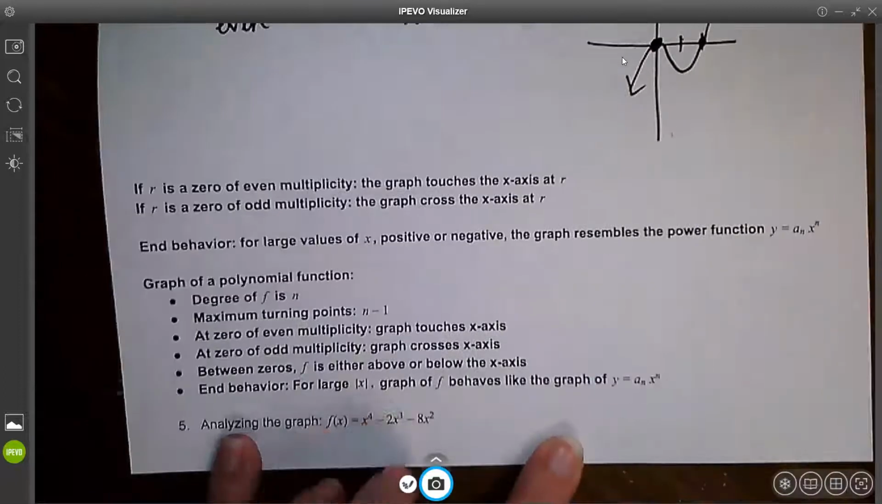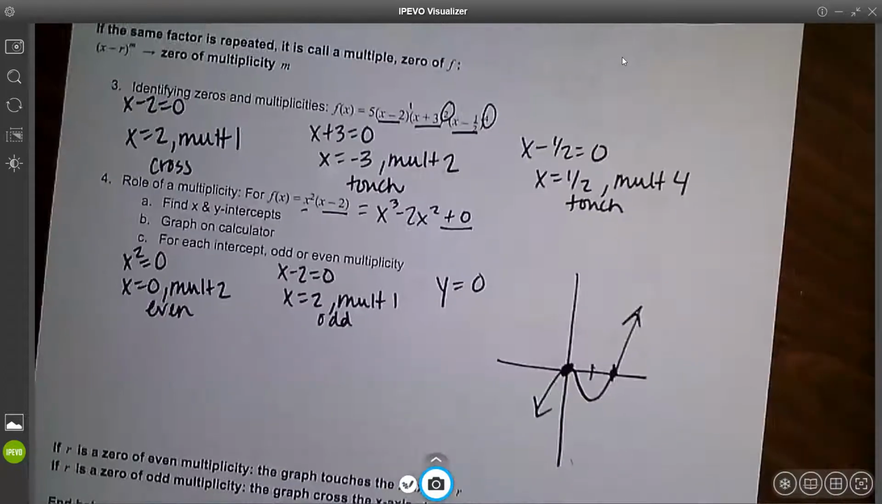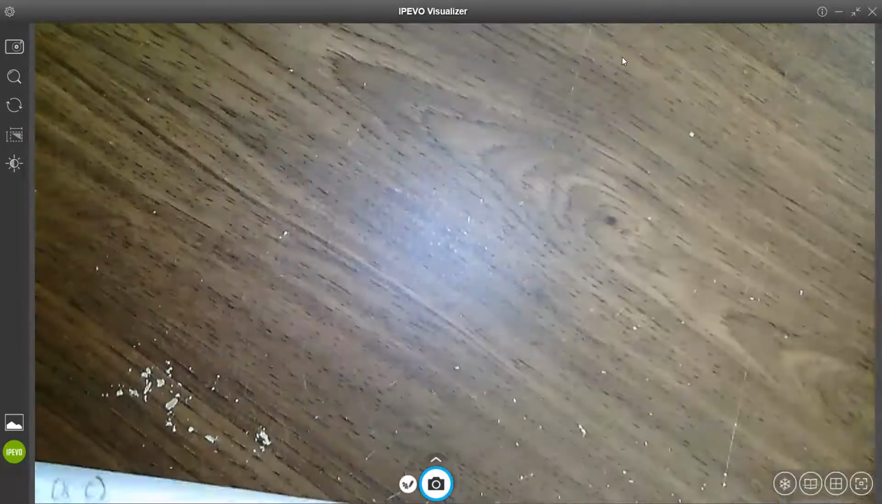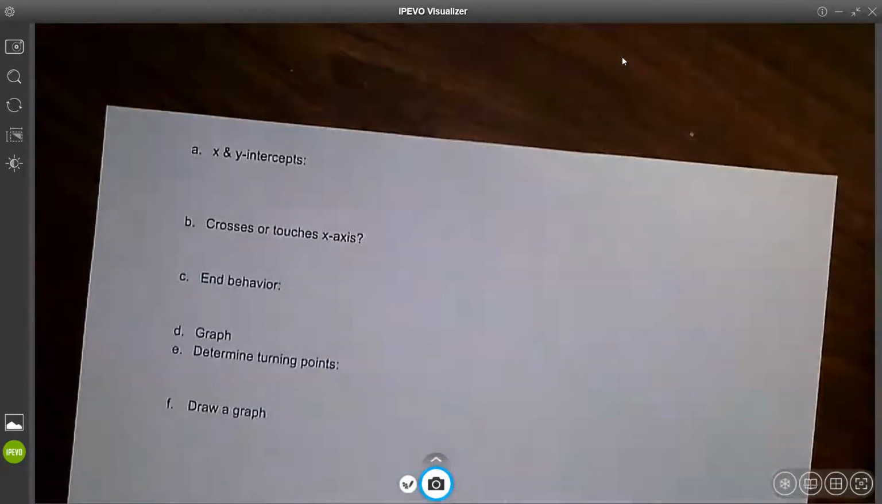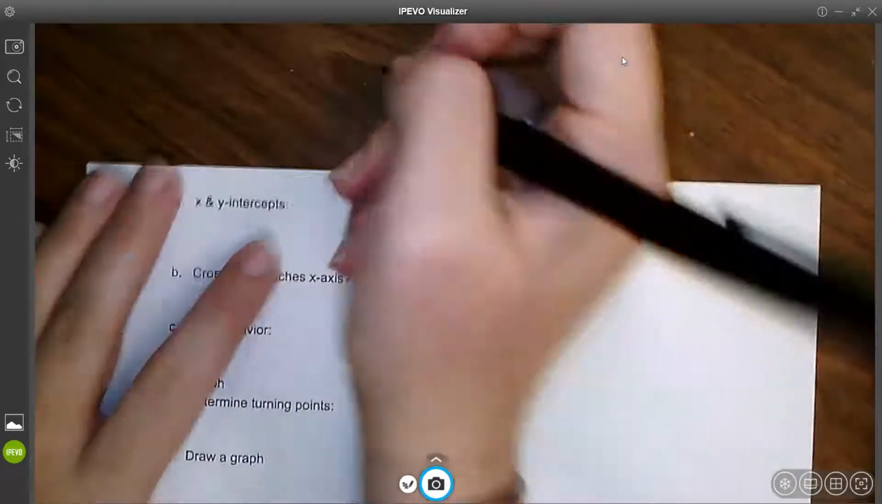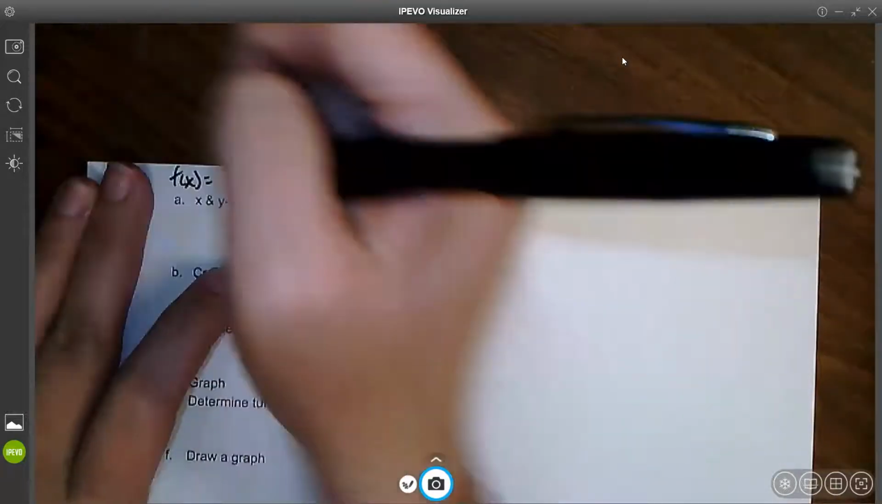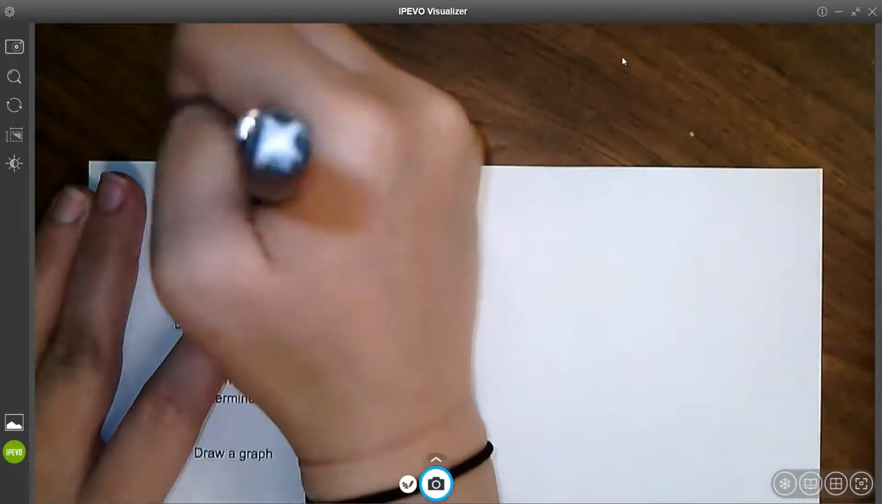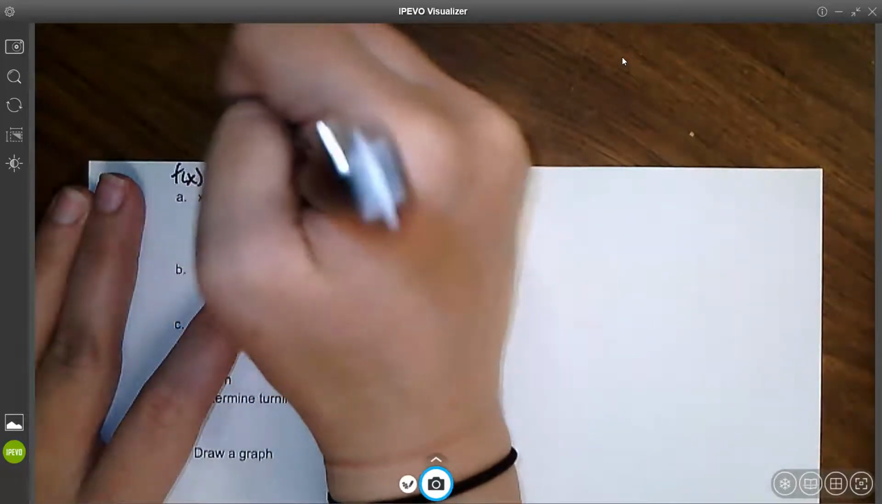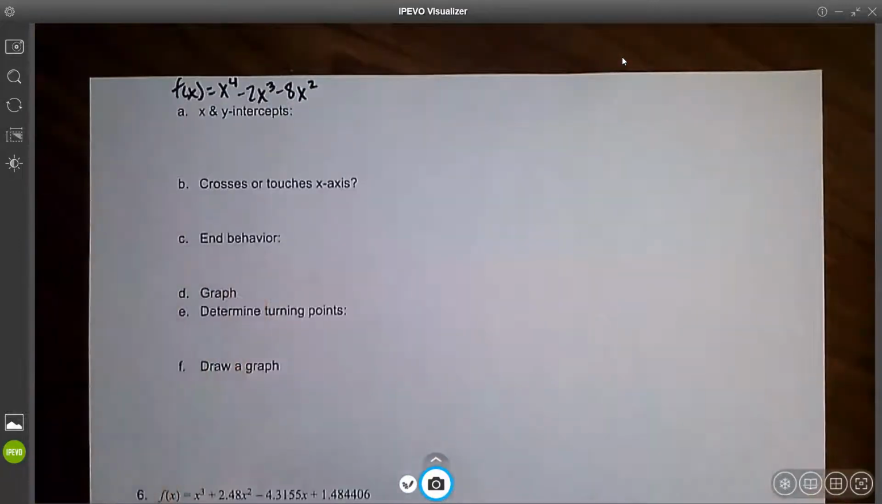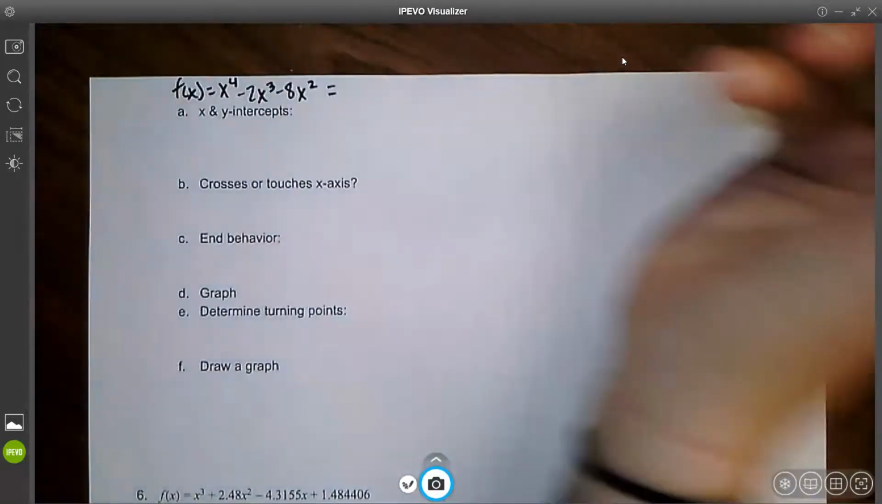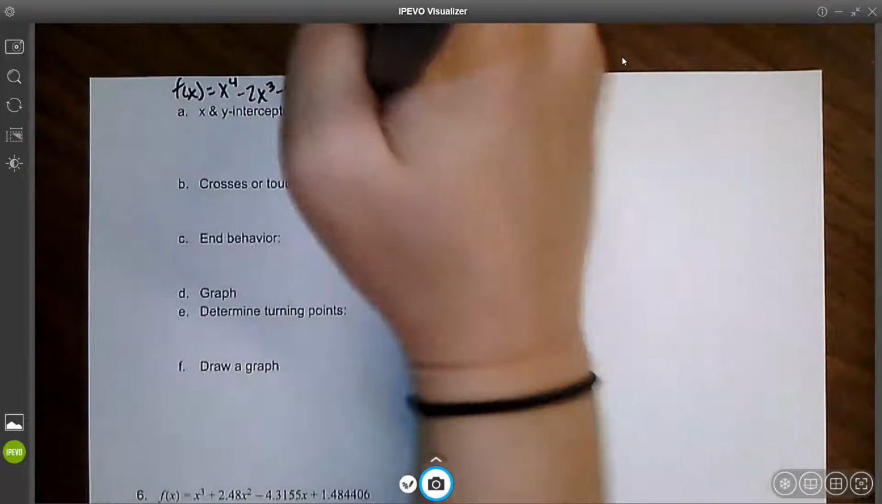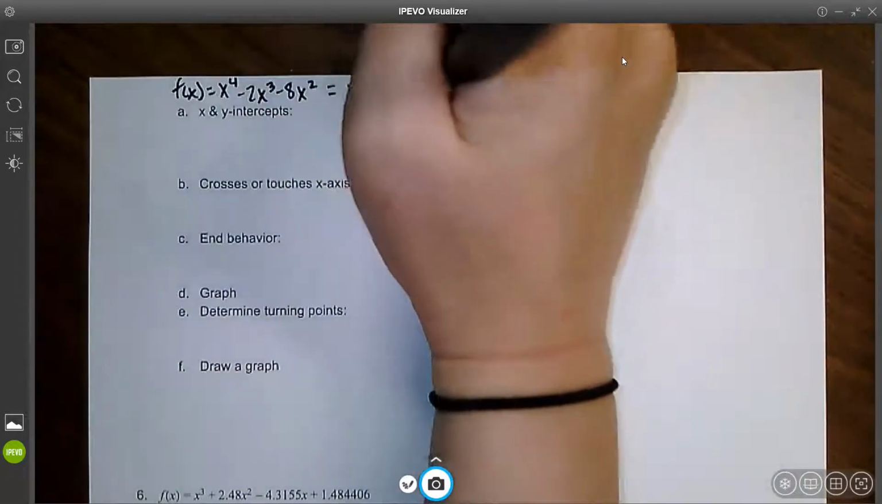So this, I'm sorry, should have printed on the other page. So I'm going to copy that down here. So we have f of x equals x to the 4th minus 2x cubed minus 8x squared. So this guy, I'm going to factor as much as I can. They all have an x squared in common, so I'm taking that x squared out. I'm left with x squared minus 2x minus 8.